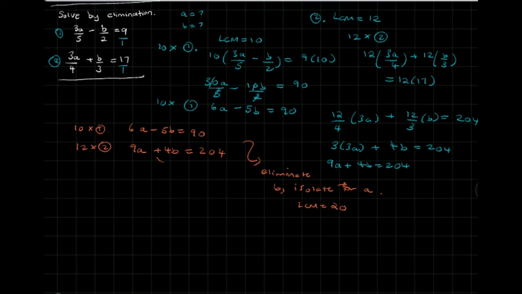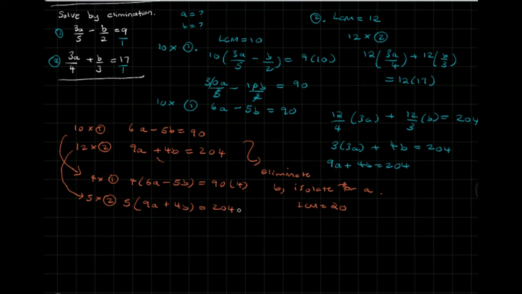So what I'm going to do now is take equation 1 and multiply it again by 4 this time. So I'm going to do 4 times equation 1, and I'm going to multiply all of my terms by 4. So you're doing 4 times 6a minus 5b is equal to 90 times 4. Now if I look at equation 2, you want to make the b here with the coefficient of 20. I'm going to multiply all of this by 5. So this time I'm multiplying everything by 5. So you get 5 times 9a plus 4b is equal to 204 times 5.